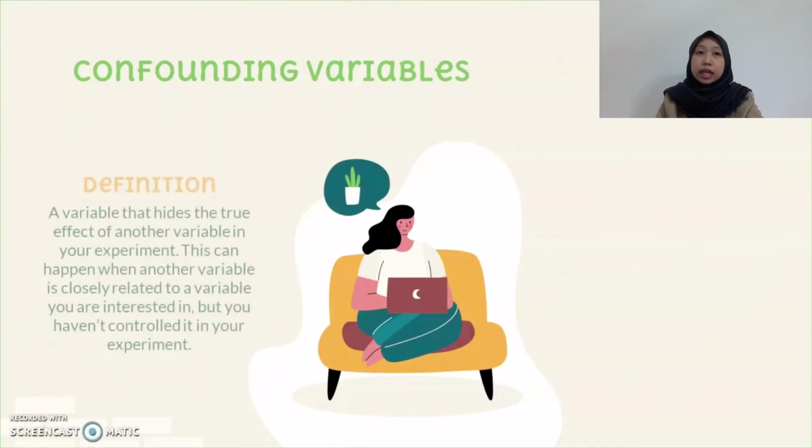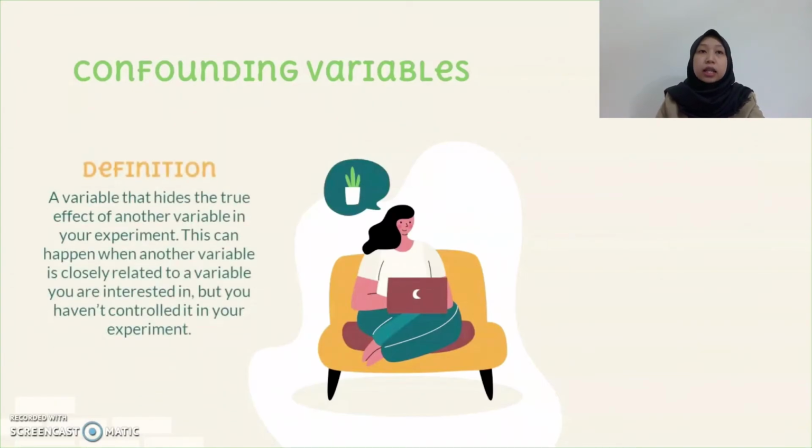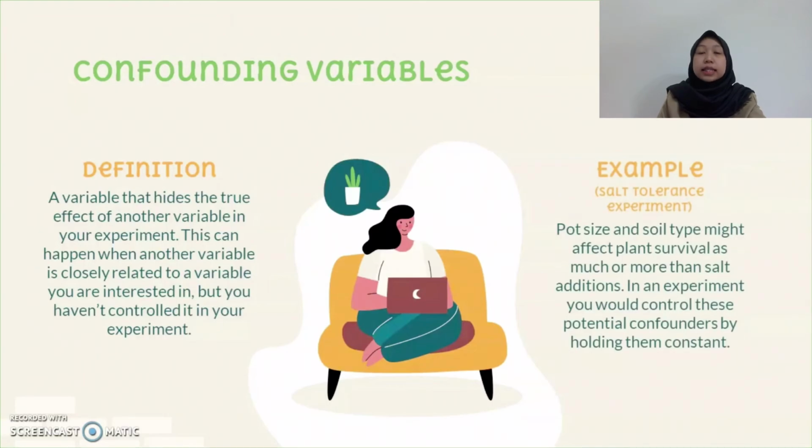Confounding variable is a variable that hides the true effect of another variable in your experiment. This can happen when another variable is closely related to a variable you are interested in, but you haven't controlled it in your experiment. Example from salt tolerance experiment is pot size and soil type might affect plant survival as much or more than salt addition. In an experiment, you would control these potential confounders by holding them constant.